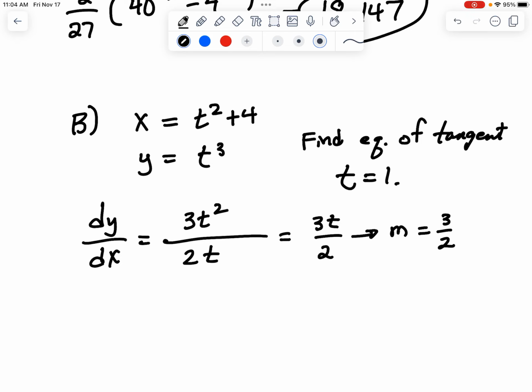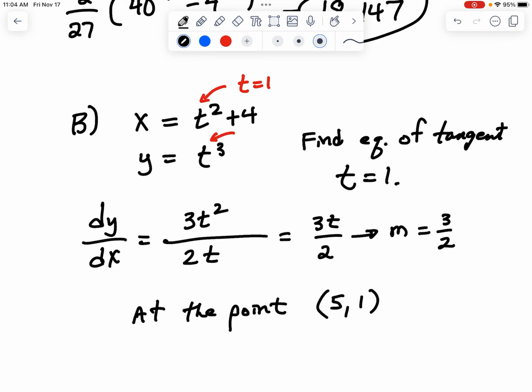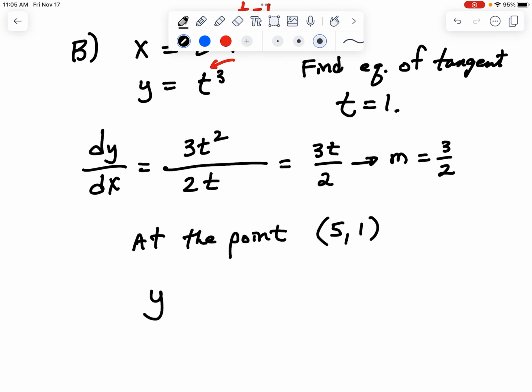The other thing we need is a point, so that means that I need to go back over here and plug in t equals 1. So the slope is 3 over 2 at the point. On the first one, if you plug in a 1, 1 squared plus 4 is a 5, and then 1 cubed is a 1. And then just do the old point slope formula.